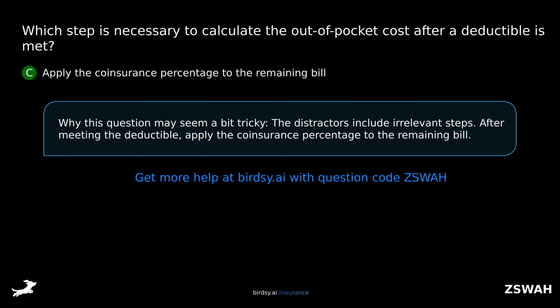Why this question may seem a bit tricky. The distractors include irrelevant steps. After meeting the deductible, apply the coinsurance percentage to the remaining bill.